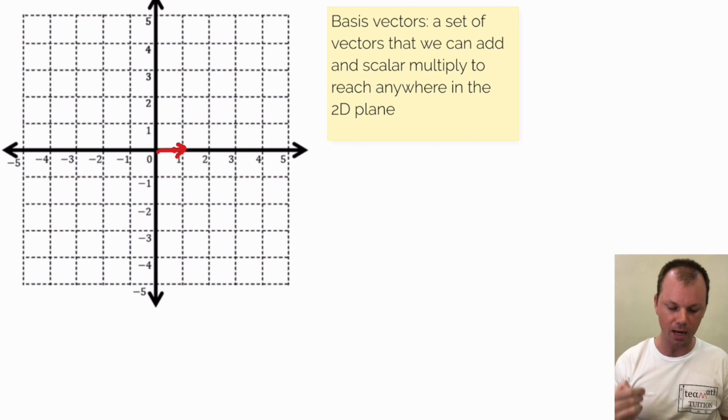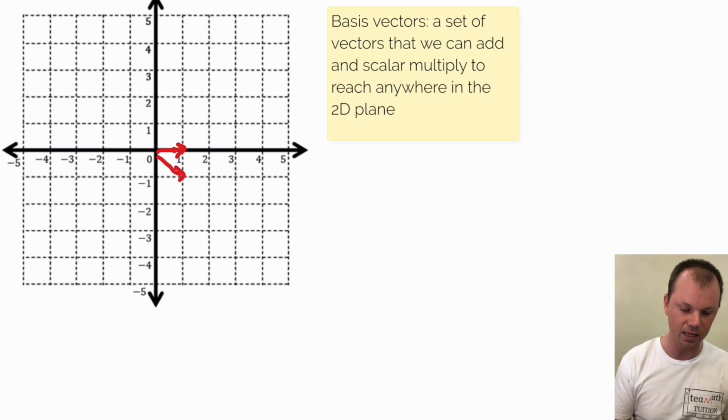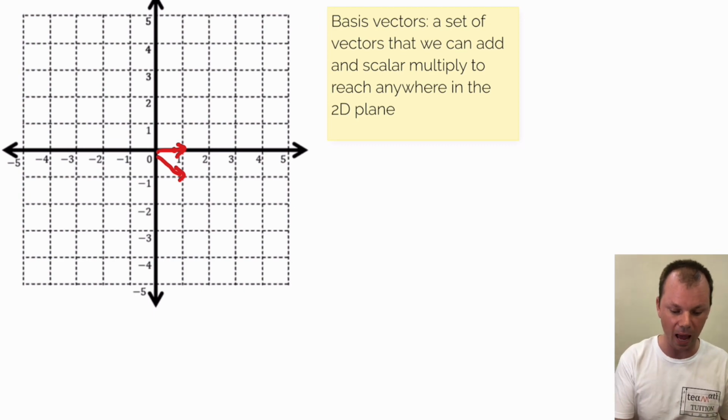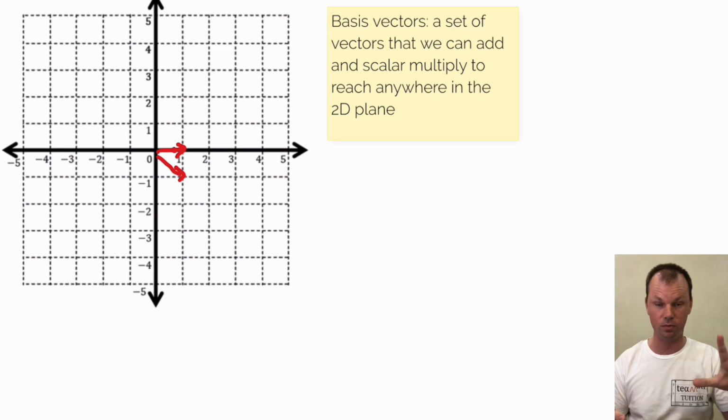Now, as it turns out, we can pick any vectors that we want to do this, just so long as they're not pointing in the same direction. So if I had another vector like this, you could see for yourself with a bit of a play around that you could add and scale those two vectors to end up anywhere in the two-dimensional plane.